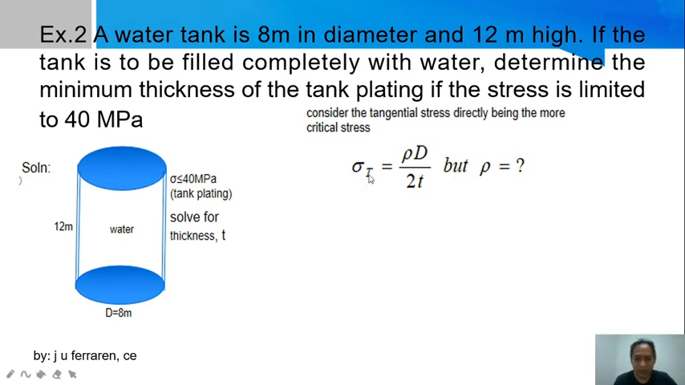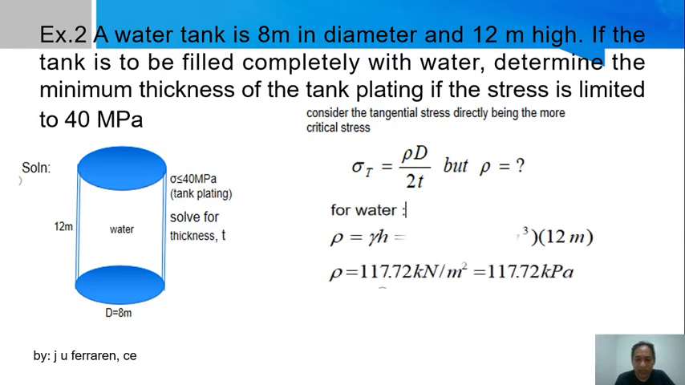While I have a value for this, now because it's t that is required, this one is part of the given. The diameter d is also given, but the pressure is not directly given. It only mentions that the tank is filled with water. So what is the pressure caused by water inside the tank or inside your cylinder?